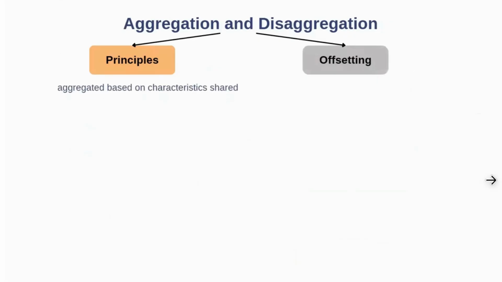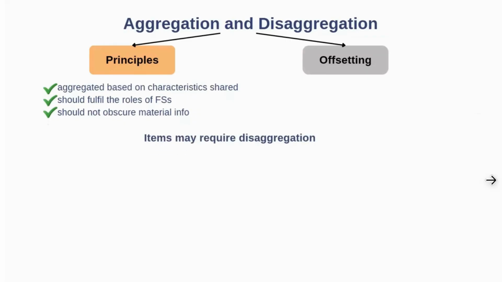Now we're going to look at aggregation and disaggregation. So we have principles related to aggregation and disaggregation and offsetting. So we need to aggregate our items based on shared characteristics, and we should fulfill the roles of financial statements, which are faithful presentation, understandability, and relevance. Then also we should not obscure material information. It means that material info should be stated clearly without irrelevant data in our financial statements.